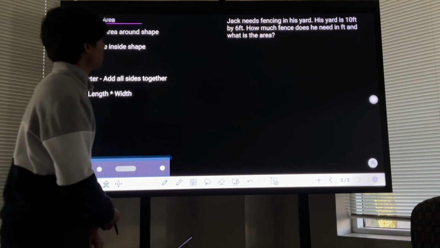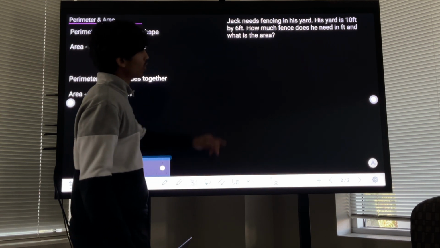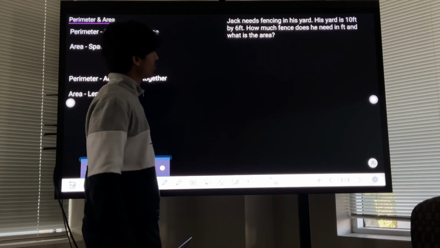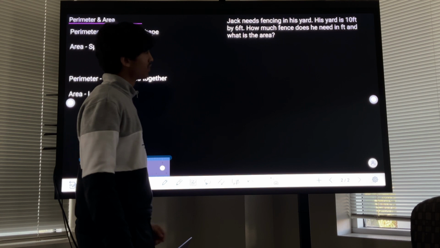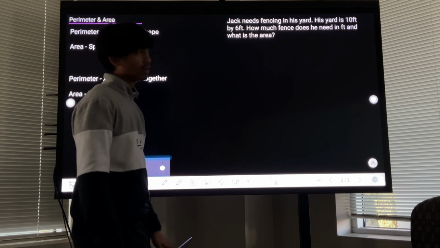So, let's look at this example problem. Jack needs fencing around his yard. His yard is 10 foot by 6 foot. How much fencing does he need in feet, and what is the area?